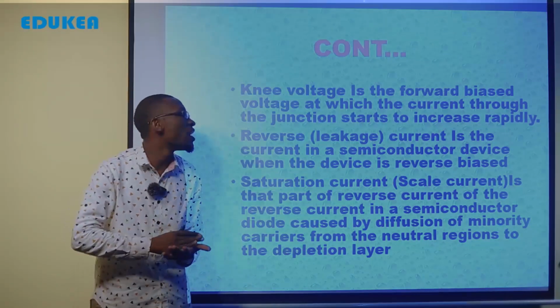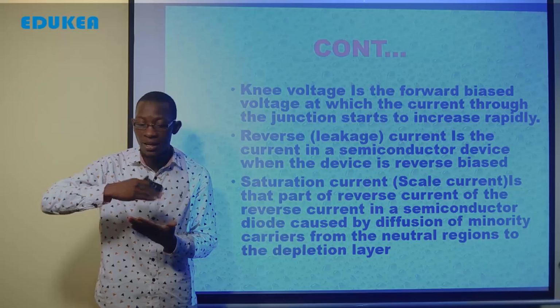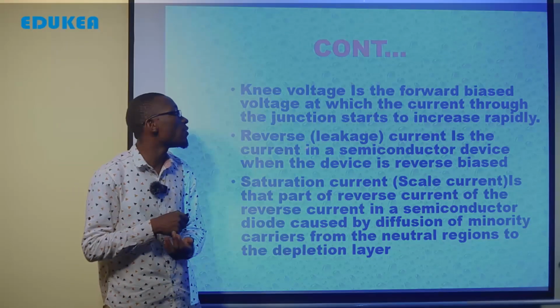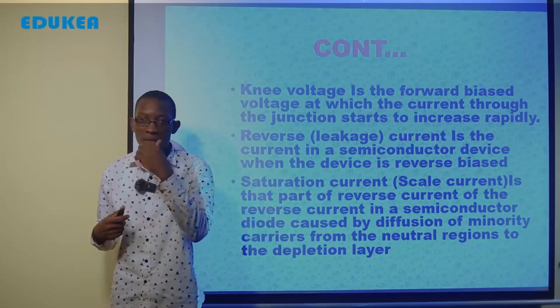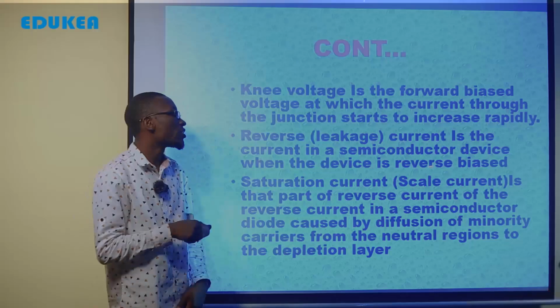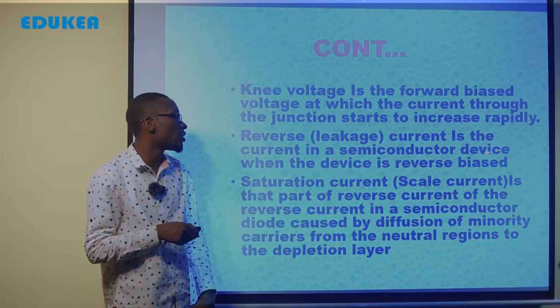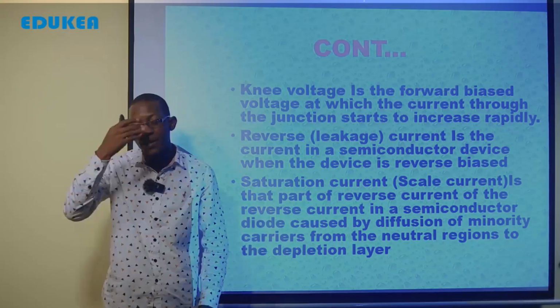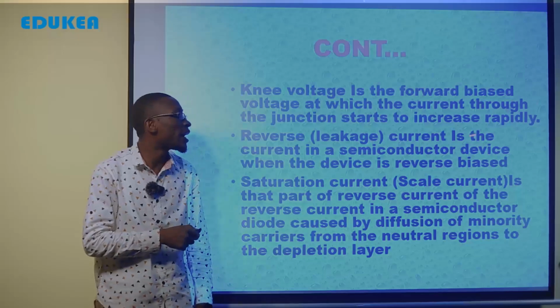So the reverse or leakage current. Reverse au leakage current ni nini? Tunasema it is the current in a semiconductor device when the device is reverse biased. Kwamba hii ni ile current ambayo inapatikana kwenye semiconductor device wakati ambapo ile PN junction iko katika reverse bias.